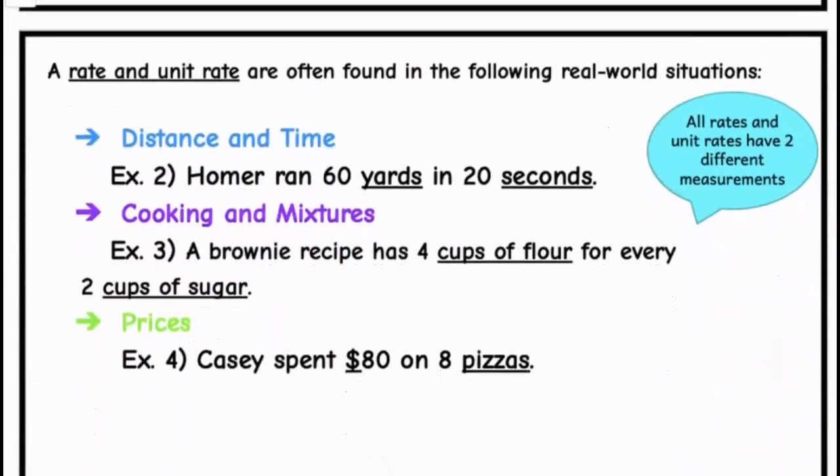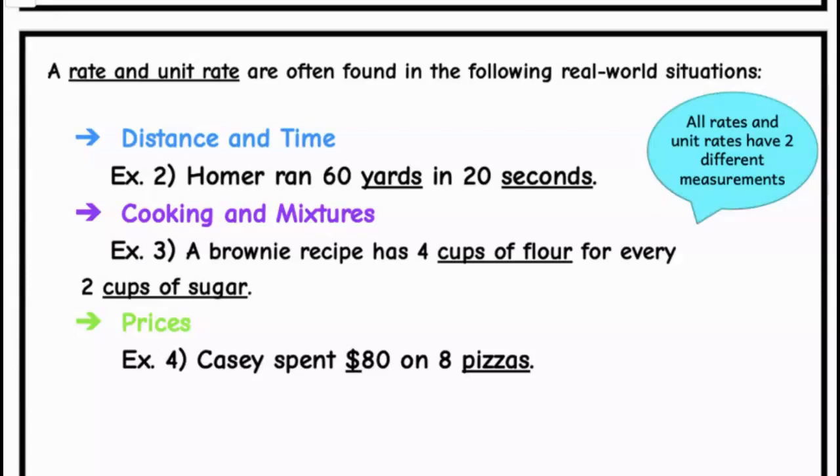So a rate and a unit rate are often found in the following real-world situations: time and distance, such as Homer ran 60 yards in 20 seconds, cooking and measuring, such as a brownie recipe has 4 cups of flour for every 2 cups of sugar, or something about prices. Casey spent $80 on 8 pizzas.